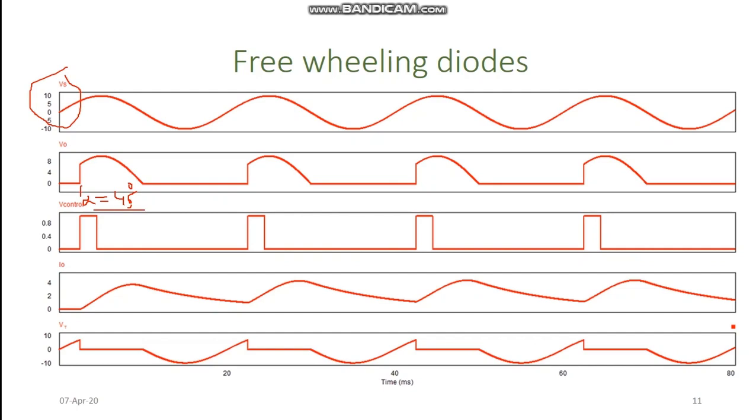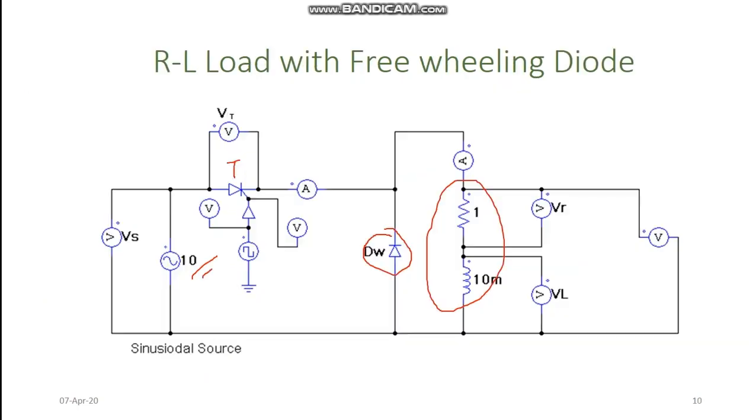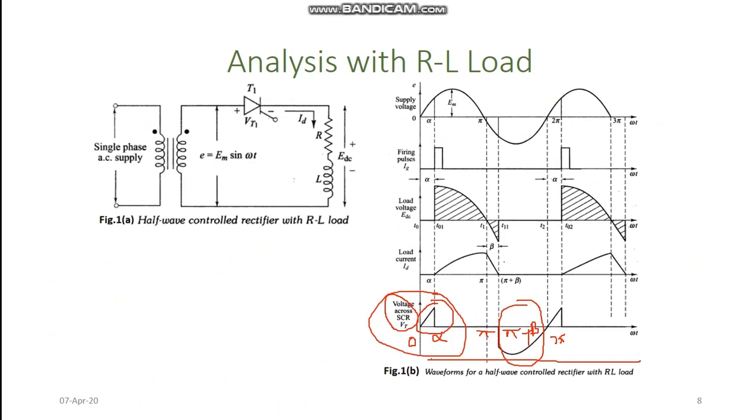So when this gate is triggered at this specific time interval, alpha is equal to 45, our output voltage starts to follow its input signal. You can see here. And now this is the current I0 obtained at output. Due to the use of this freewheeling diode, our load current is not reaching its zero value. Hence we can say that it is in continuous conduction mode, whereas in the absence of this freewheeling diode, we saw that the current through the load was reaching its zero value.